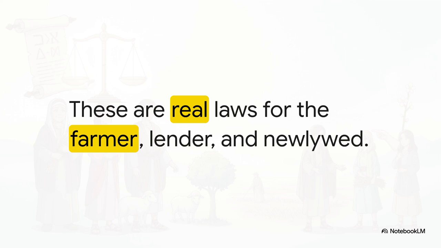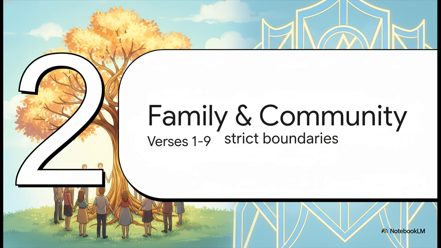And these aren't abstract philosophical concepts either. We're talking about gritty, real-world laws for the farmer, the lender, the employer, the newlywed. These rules govern the actual, sometimes really messy interactions of daily human life. Moving on to Section 2, Family and Community Laws, covering verses 1 through 9. Here we see strict boundaries established for family integrity and community health.